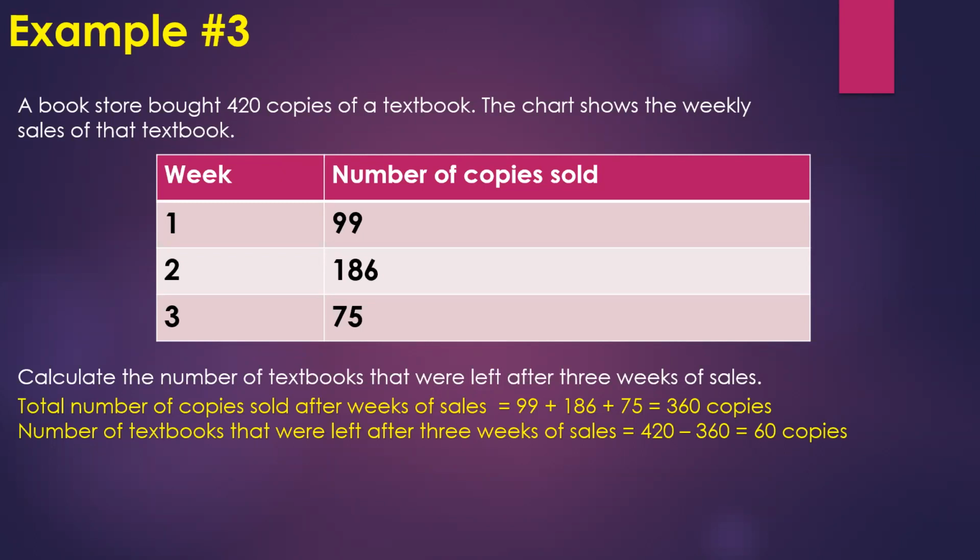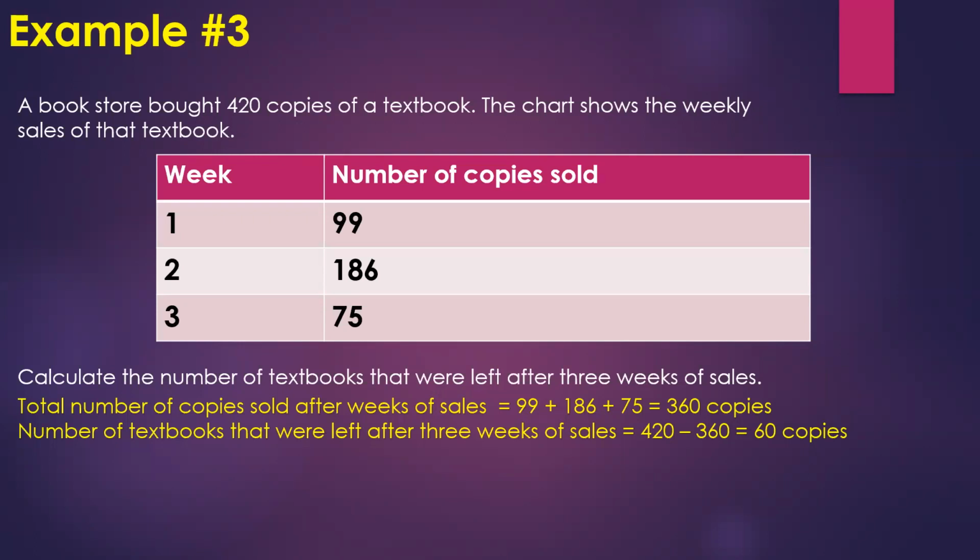All right. Stacy, can you explain how we got our answer 60? Okay. For the 60 copies, we added the whole total, which was the 160, and how much the bookstore bought, which was 420, and we subtract the 360 from the 420, which is the 60 copies. All right, so you add them first and then you subtract it. Yes, sir. Very good.